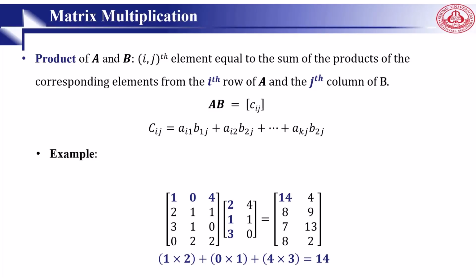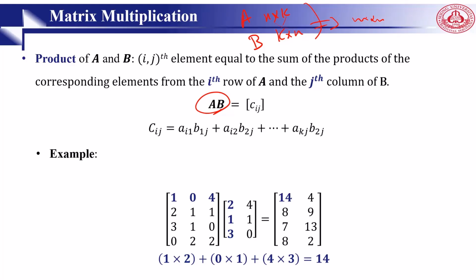The next operation that we are going to try on matrices is multiplication. If we have two matrices, A which is m by k, m number of rows, k number of columns, and B which is k by n, as you can see the number of columns of the first one is equal to the number of rows of the second. Then the product of A and B, which we show like this, AB, is one matrix of m by n.